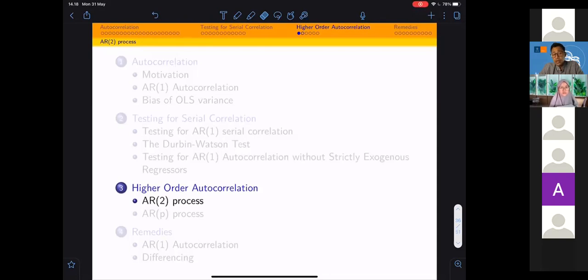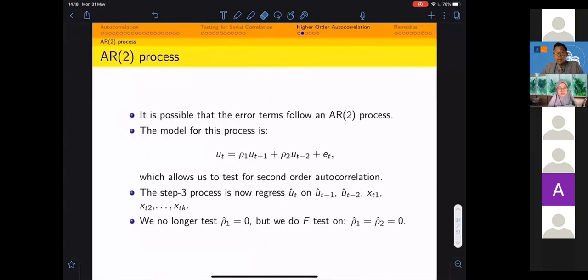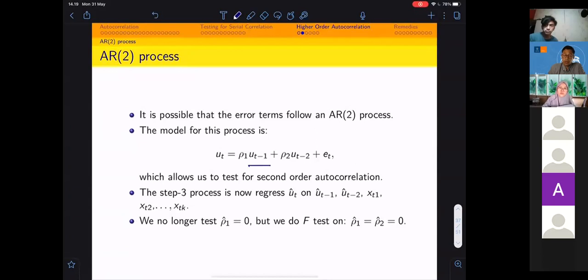And so basically, we're going to try to understand the AR2 process and the ARP process in such a way that we test the serial correlation, taking into account the correct lag length. Okay, so before we proceed into the testing, we just want to discuss what's an AR2 process. Okay, so an AR2 process is the following. So instead of just a function of u_t-1, it's also going to be a function of u_t-2.